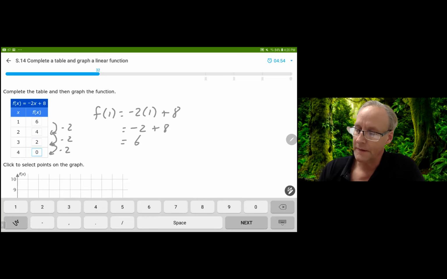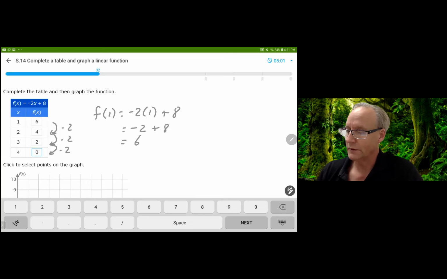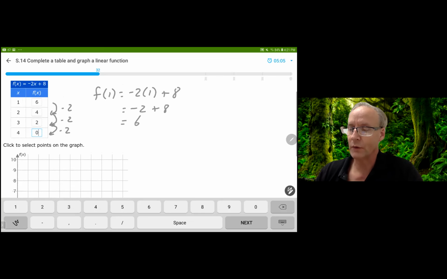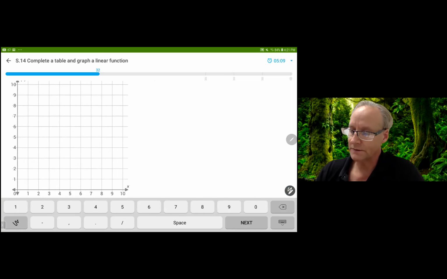By the way, that point right there at the end is not called a y-intercept. That's an x-intercept. And it's really easy to get those two backwards. So I'm going to go ahead and graph the ones. Let's graph the x-intercept. Why not? The x-intercept occurs at 4, 0.